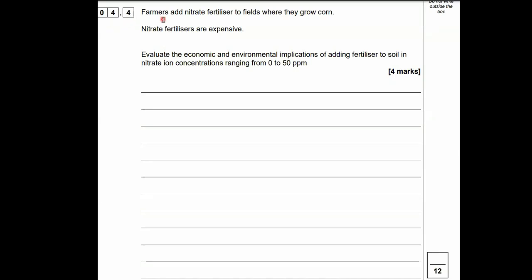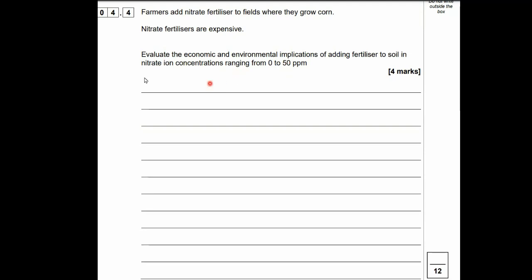Okay, 4.4. Farmers add nitrate fertilizer to fields where they grow corn. Nitrate fertilizers are expensive. Evaluate the economic and environmental implications of adding fertilizer to soil in nitrate ion concentrations ranging from 0 to 50 ppm. So you can look back at the table to see the effect of the fertilizer. And we just answered that in 4.3, that 0 to 30 was pretty good at increasing the mass, and 40 and 50 caused a decrease in mass.